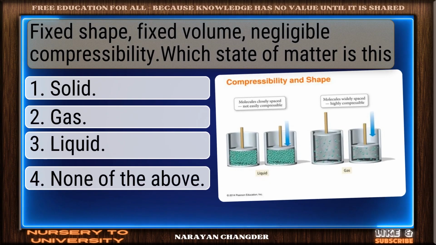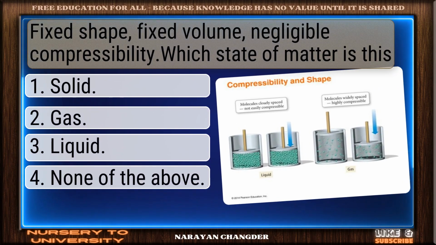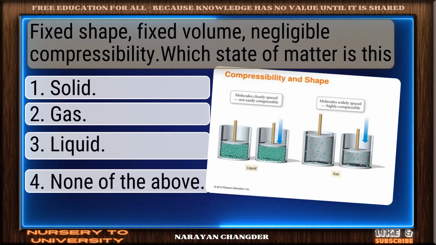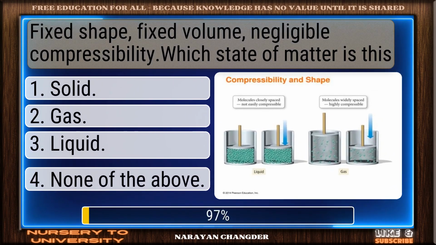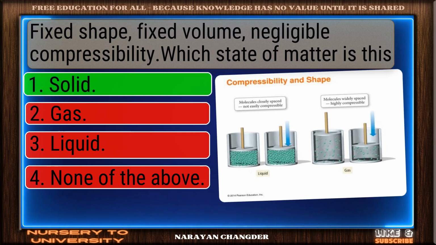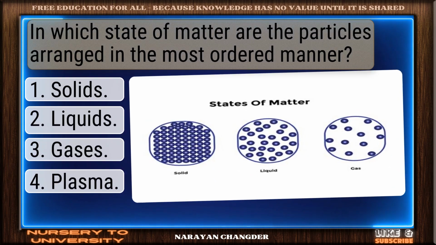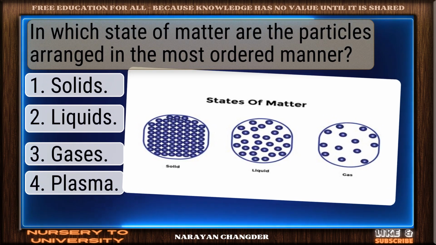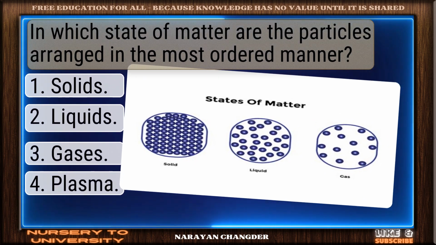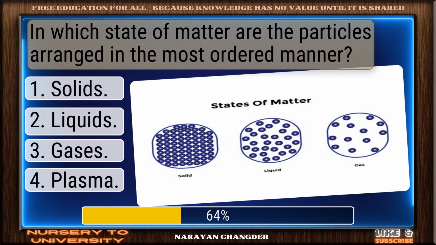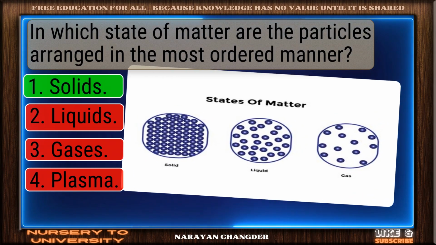Question number 19. Fixed shape, fixed volume, negligible compressibility. Which state of matter is this? Great job. Solid is the accurate answer. Question number 20. In which state of matter are the particles arranged in the most ordered manner? Great thinking. Solids is the right choice.